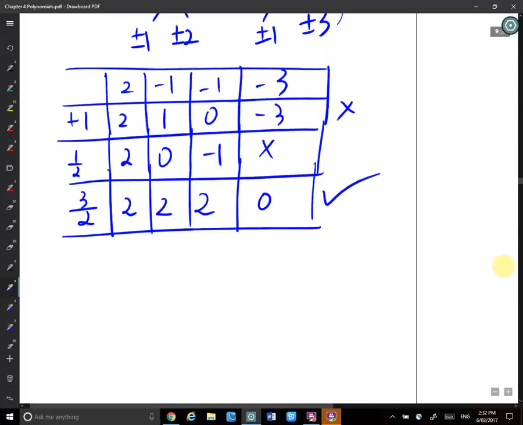So if that one worked, that will give you x minus 3 on 2, 2x squared plus 2x plus 1 plus 2.